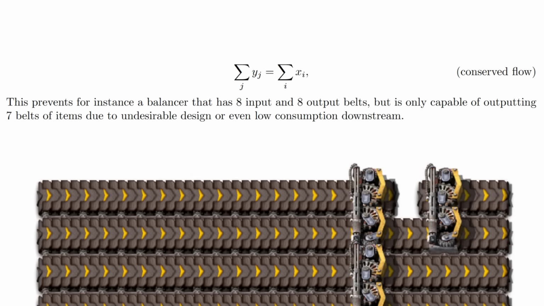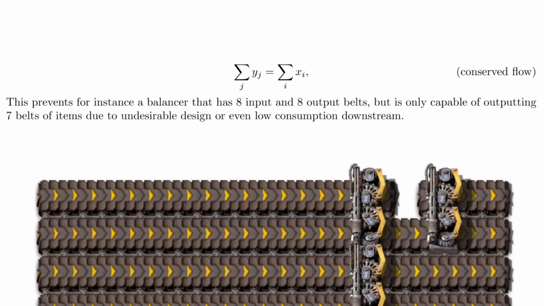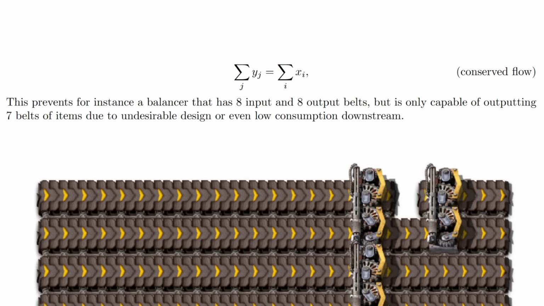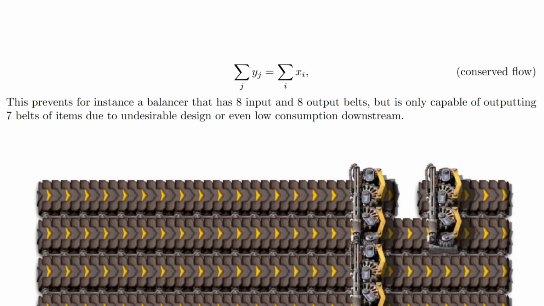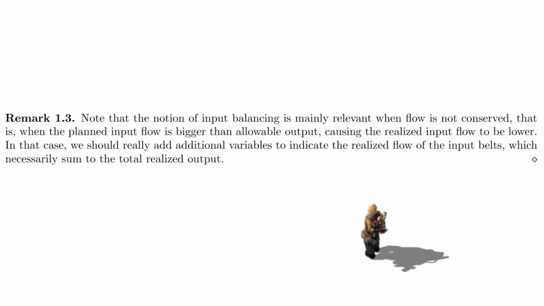This prevents, for instance, a balancer that has 8 input and 8 output belts, but is only capable of outputting 7 belts of items due to undesirable design, or maybe low consumption downstream. Remark 1.3. Note that the notion of input balancing is mainly relevant when flow is not conserved. That is, when the planned input flow is bigger than the allowed output, causing the realized input flow to be lower. In that case, we should really add additional variables to indicate the realized flow of the input belt, which necessarily sum up to the total realized output.